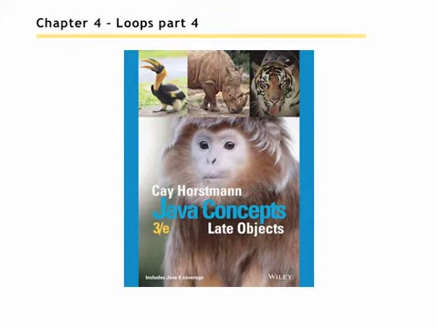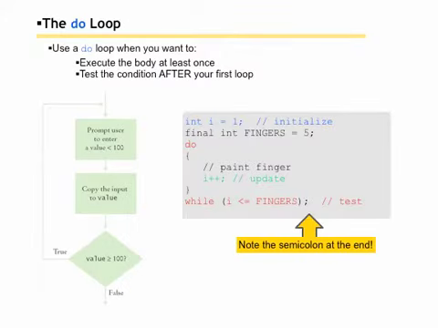Chapter 4, Loops Part 4. So the do loop is the third type of loop in Java, the first being the while, the next being the for, and the third and final being the do loop.